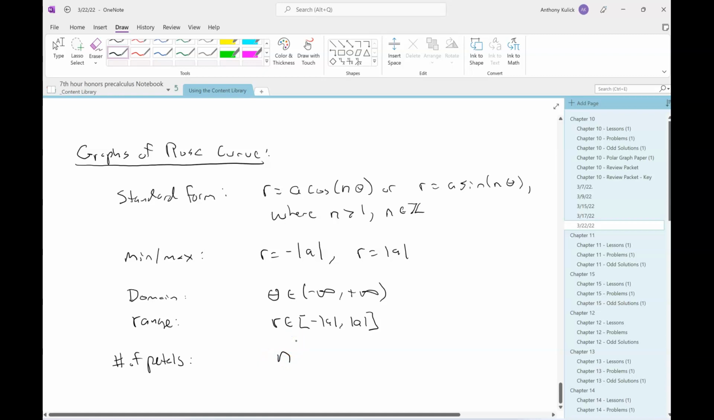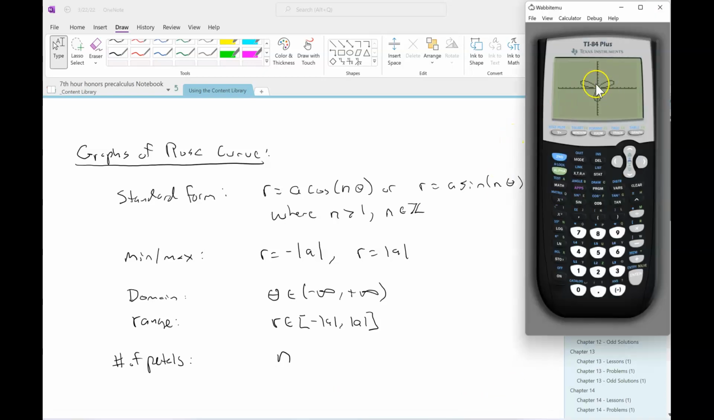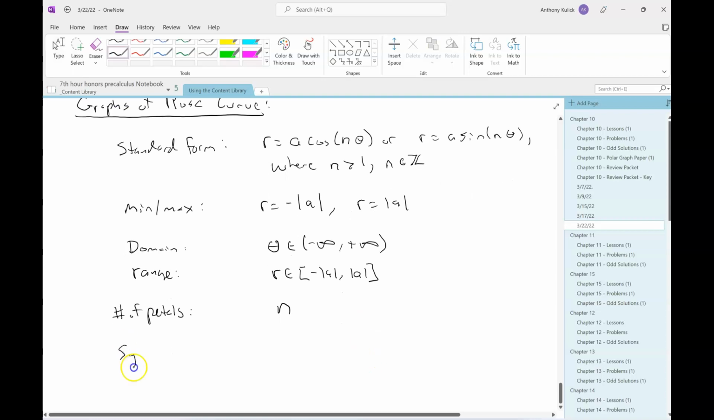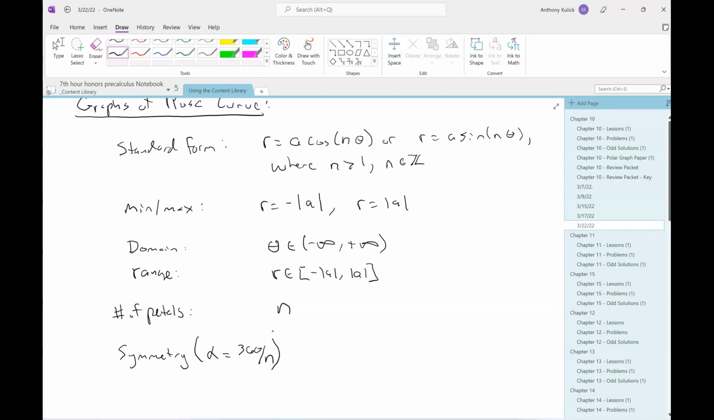The number of petals is just going to be n, right? Notice that the one we looked at just a moment ago, I saw 3 petals. It was 3 theta. Not a coincidence. And then the last thing is my symmetry. When we deal with rose curves, my alpha is always going to be 360 divided by n. That's how I got the 120 degree point symmetry we were talking about in the previous problem, was 360 divided by 3.